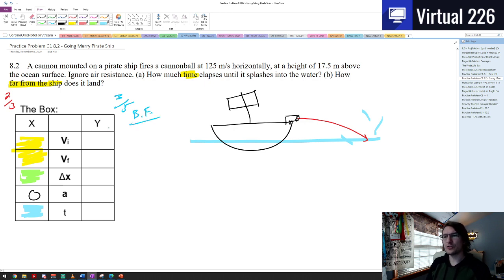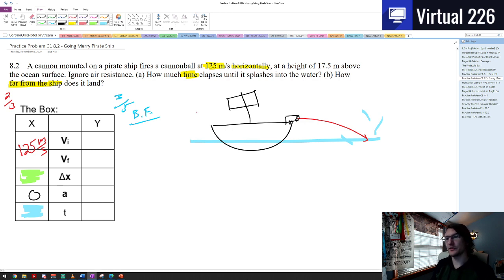Okay? So what do we have right now? Well, we know the ship fires the cannonball 125 meters per second horizontally. That actually gives us 2 things. First, it gives us the initial velocity. It lets us know that our velocities here are 125 meters per second. And in the x direction, the initial velocity equals the final velocity because there's no acceleration. So we know these are 125 meters per second.